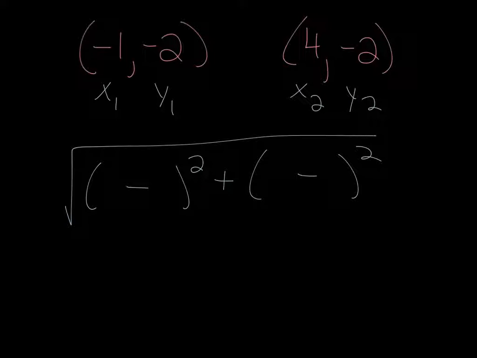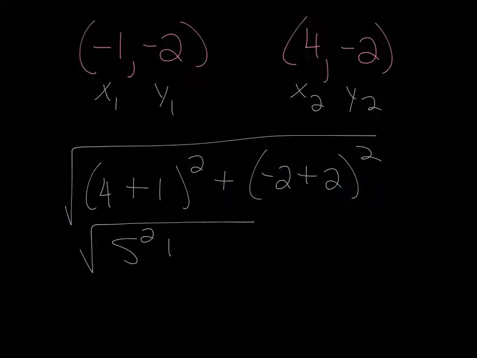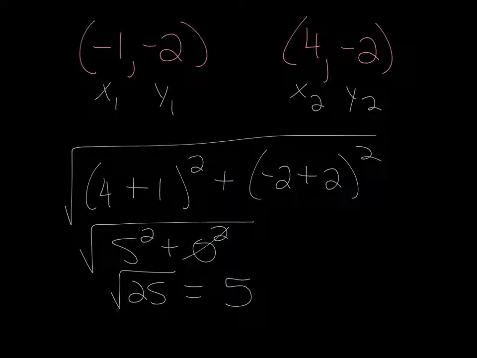So now I'm going to plug in. x2 is 4 minus a -1 becomes +1. y2 is -2 minus a -2 becomes +2. Now it just becomes a matter of simplifying. So this is 5 squared plus -2 plus 2 is 0 squared. That's gone, so I get the square root of 25, which is 5. The length of that line segment, the distance between these 2 points, is 5.